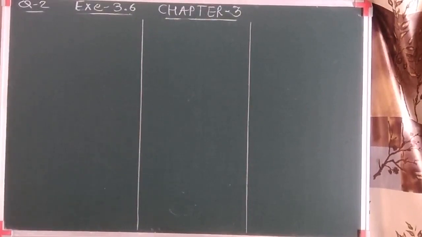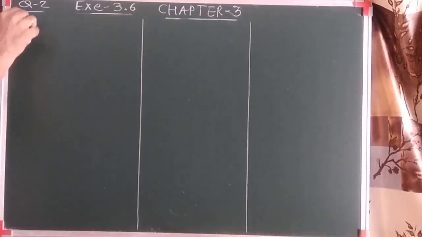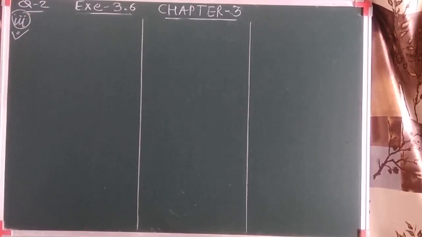Let's start the third and the last question of this exercise, again which is considered as one of the most important questions. So let's see what the question is. In this question it is given that Rohi travels 300 km to her home, partly by train and partly by bus.